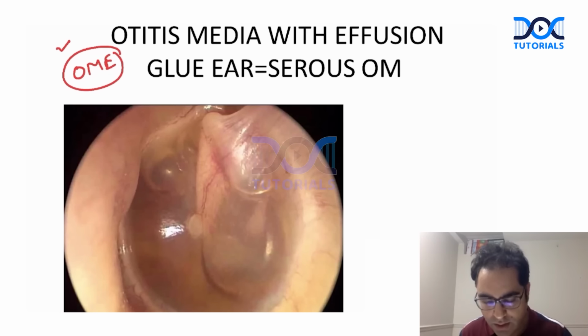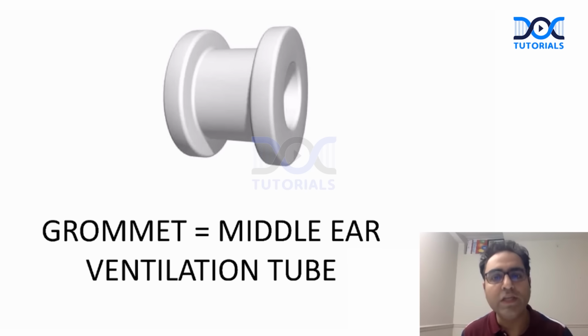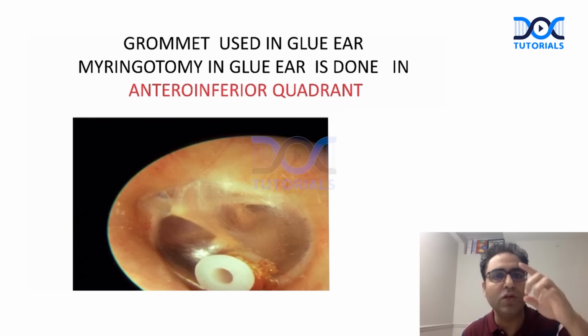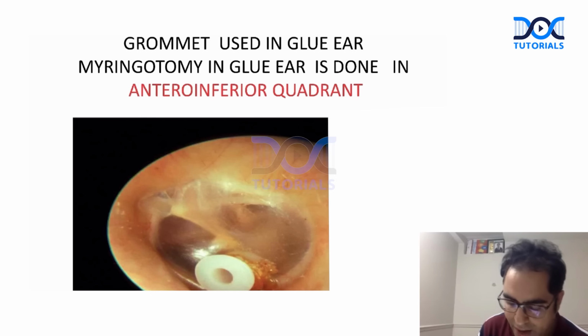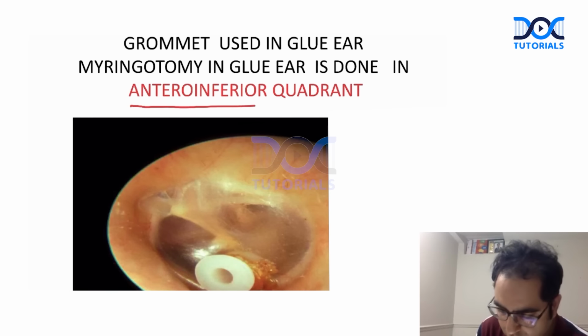And for glue ear, G for glue, G for grommet. Glue needs grommet. And what is the other name of grommet? Middle ear ventilation tube. And we do myringotomy first. We give an incision on the tympanic membrane and we put the grommet. In glue ear, we do myringotomy in the anterior-inferior quadrant.